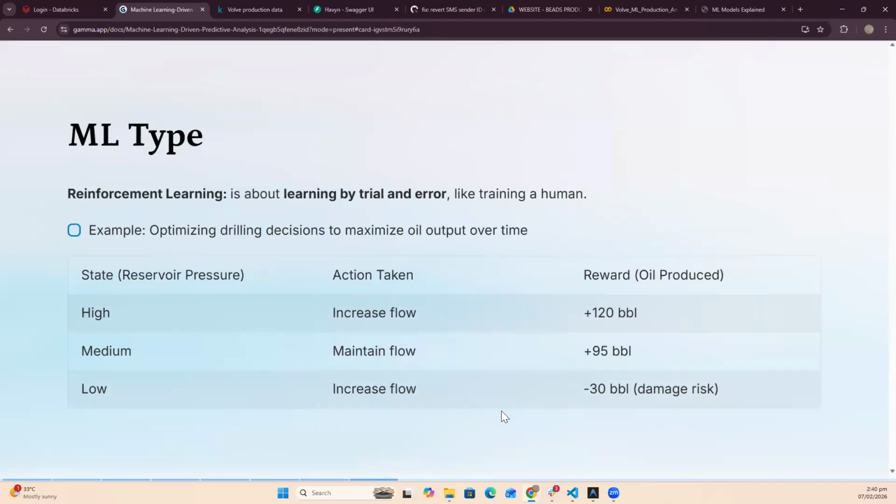The last type has to do with reinforcement learning. Though this is not the last type, we have different types: semi-supervised, self-supervised. But these three are the core types of machine learning that we have. This is reinforcement learning, and the learning is done by trial and error. What happens is our model will take several actions and observe the outcome.